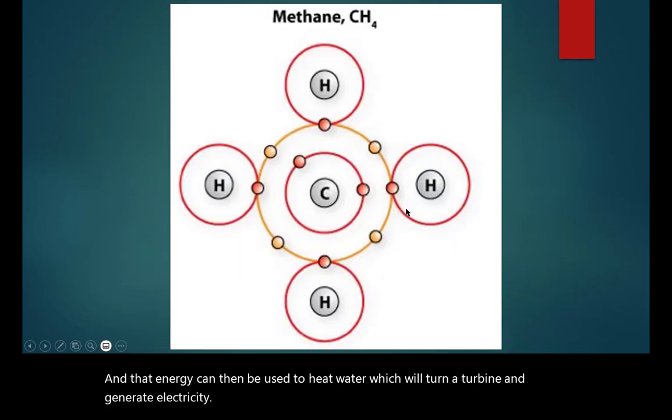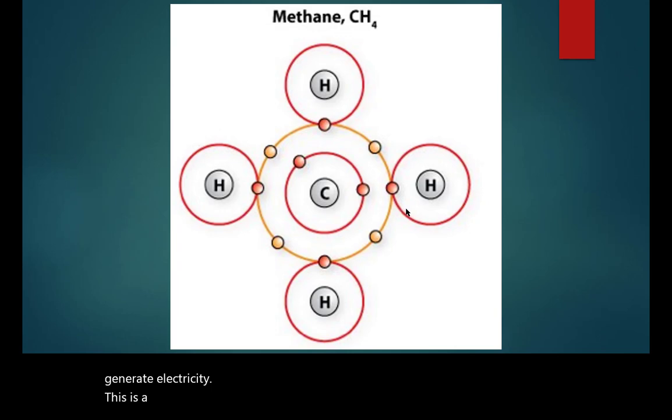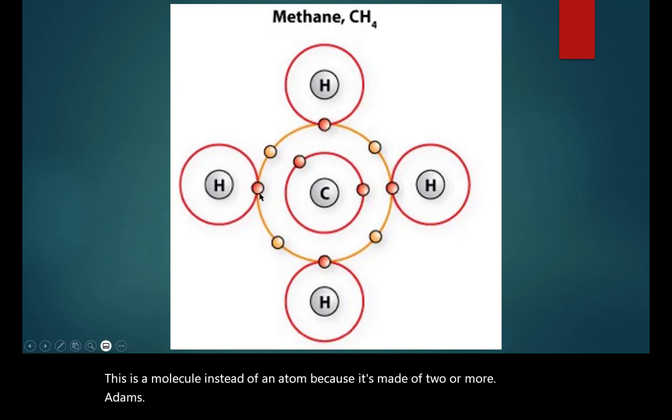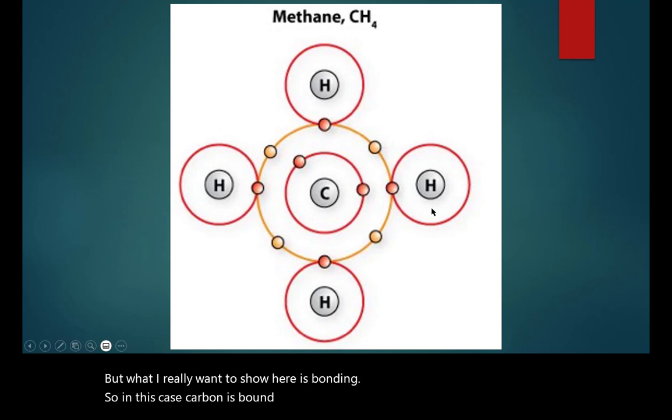This is a methane molecule. Notice we have carbon, and I have 4 hydrogens. This is a molecule instead of an atom because it's made of 2 or more atoms. But what I really want to show here is bonding. So in this case, carbon is bound to 1, 2, 3, 4 different elements.